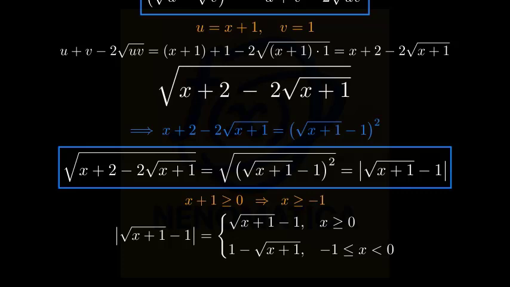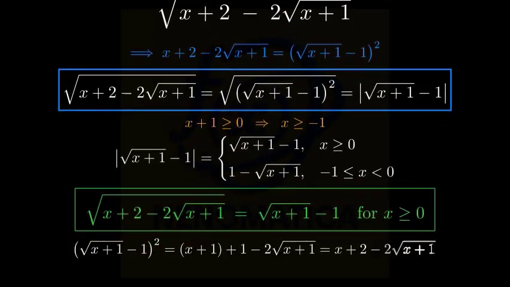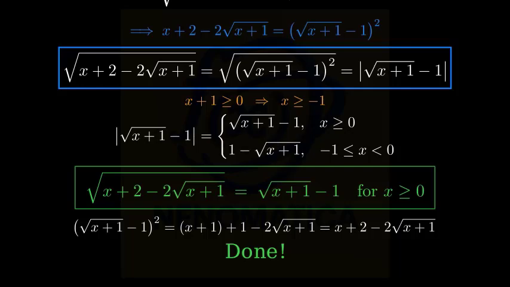When x is greater than or equal to 0, square root of x plus 1 is at least 1, and the expression equals square root of x plus 1 minus 1. When x is between negative 1 and 0, it equals 1 minus square root of x plus 1. Many exercises assume x is at least 0, so the absolute value is non-negative by default. Under that common assumption, the simplified form is square root of x plus 1 minus 1. Quick check. If we square the simplified expression, we get x plus 1 minus 2 square root of x plus 1, which matches the original radicand perfectly. That completes the simplification with a clear domain statement.